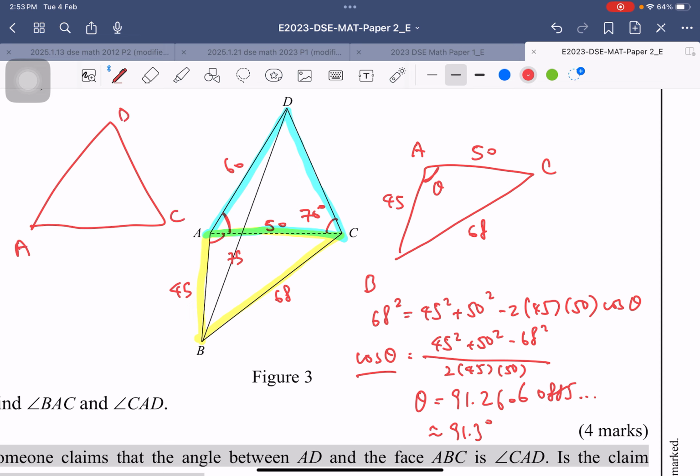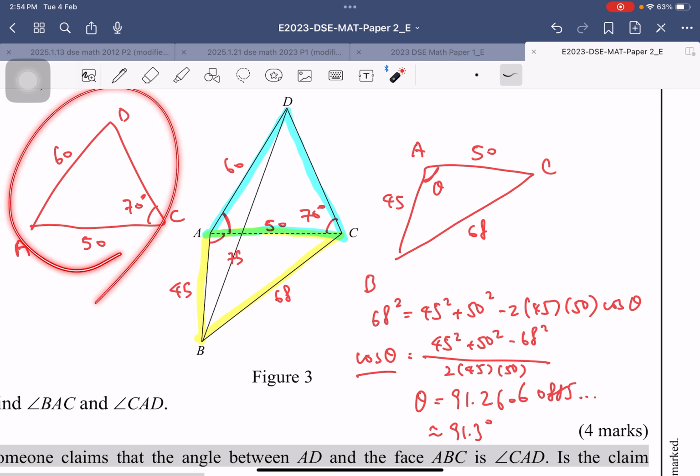ADC. What's the side that we have? AD is equal to 60, and we have AC is equal to 50. Anything else we have? Angle ACD, which is 70. Can we use this length BD? Is this useful? No. It's not useful because it's not on our plane. So you don't need to consider that.